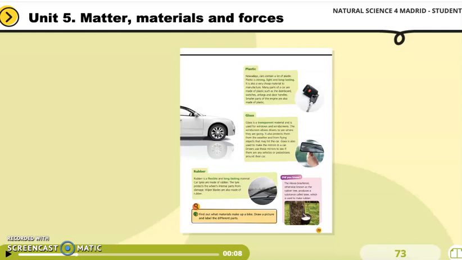Okay, so we are in natural science and we are continuing to talk about Unit 5, discussing matter, materials, and forces. Let's turn our brains on and start thinking about what the properties of different items and objects are. What are they made of? Are they manufactured? Are they natural materials? Let's start reminding ourselves of some of the vocabulary.